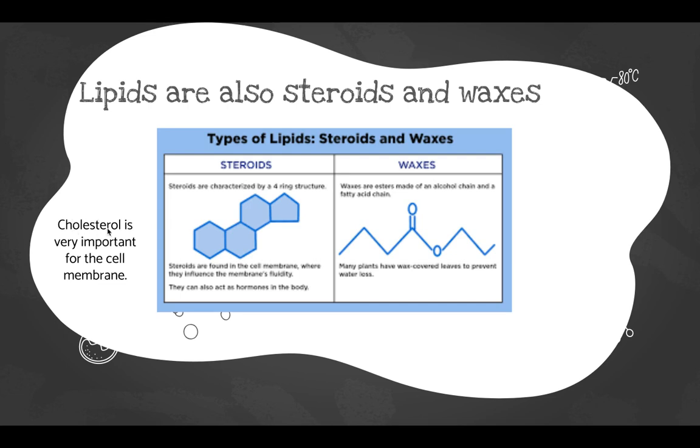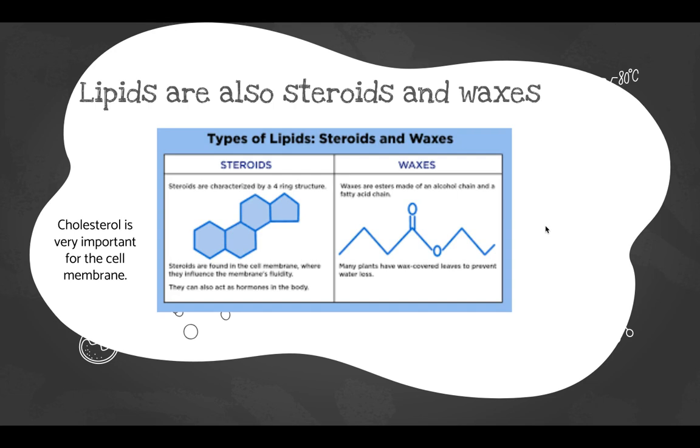You've heard of this. You know Honey Nut Cheerios is supposed to lower your cholesterol. Okay, we're talking about cholesterol that is inside of the cell membrane, which we're going to get to in the next unit. But it's really, really important because it helps to maintain the membrane fluidity. And steroids can also act as hormones in your body to help regulate things in your body that need a little bit of help regulating.